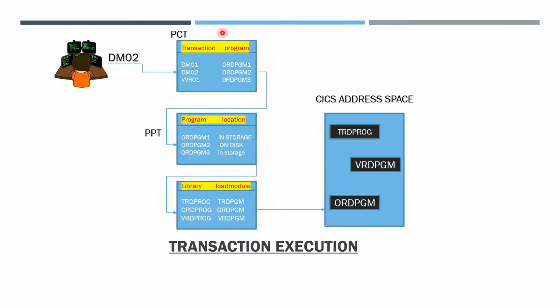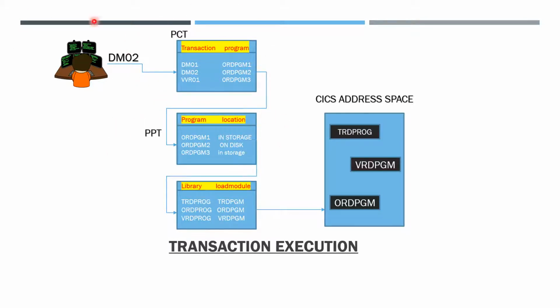Here is an example. It is a simple, basic example of how a transaction is executed with the program control table and the program processing table, the control tables and control programs. How is a transaction executed, how is the CICS nucleus executing the transaction?